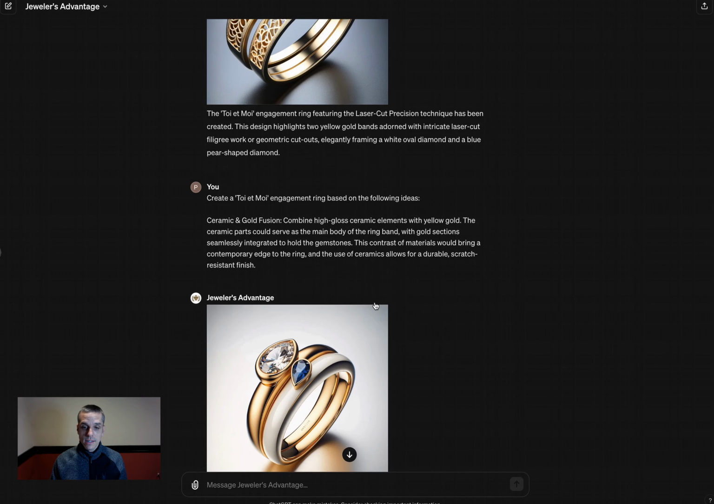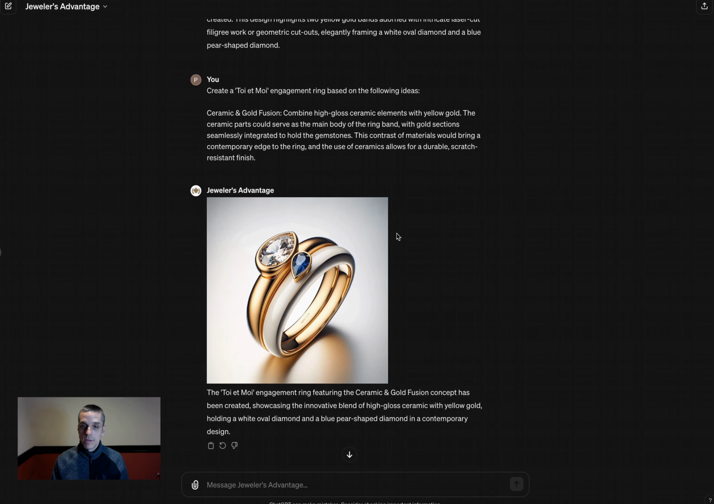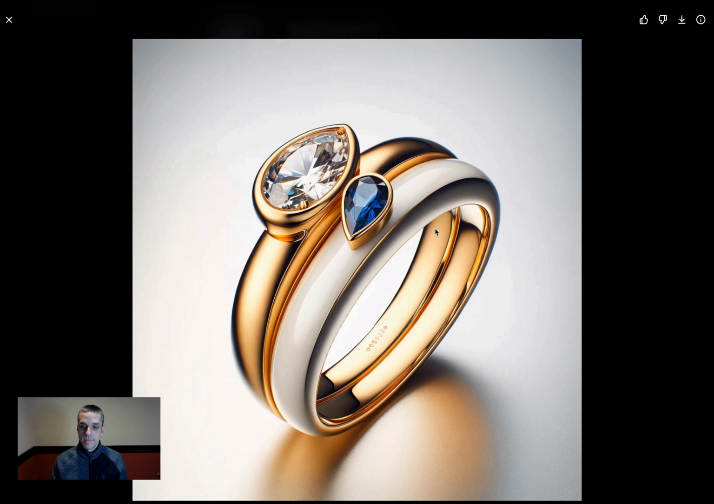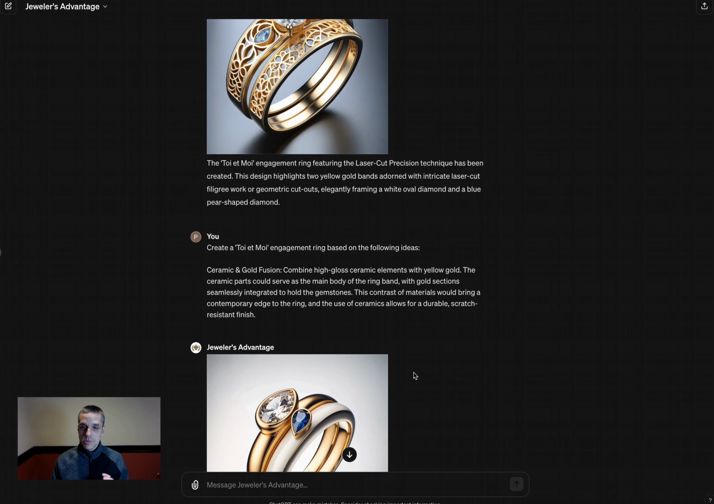Then we've got ceramic and gold infusion. I personally really think ceramic is cool. It was just an idea given by the AI, and this is what it gave us. Another really, really interesting, inspiring take. So that's what I got for that.